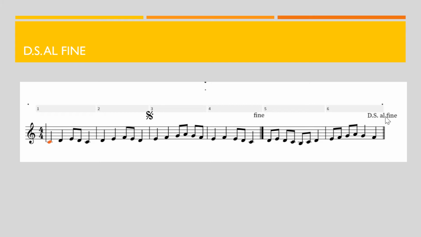Here, however, it says DS. DS means go back to the sign. DS stands for dal segno. Here's the sign that it's referring to. So to perform this example, we would sing measure 1, 2, 3, 4, 5, 6, go back to the sign and sing measure 3 and 4 and stop at the finish line. So let's listen to this.